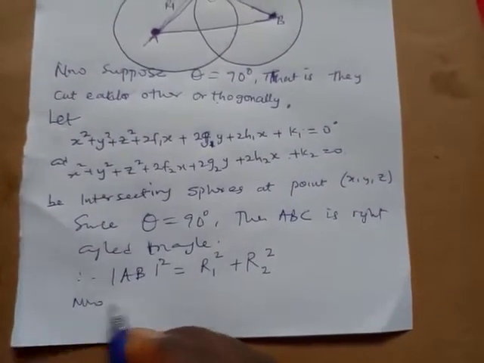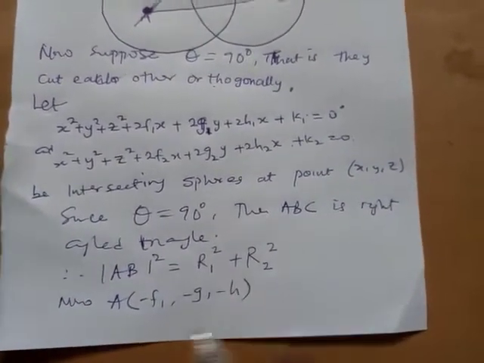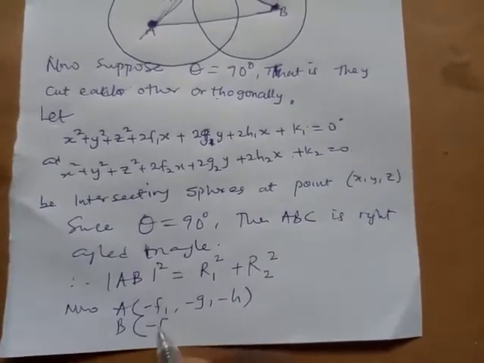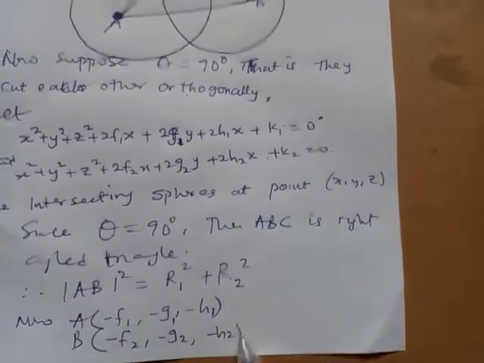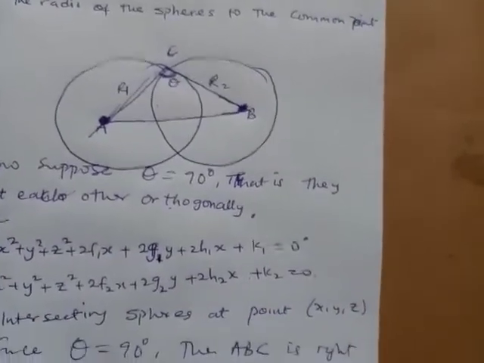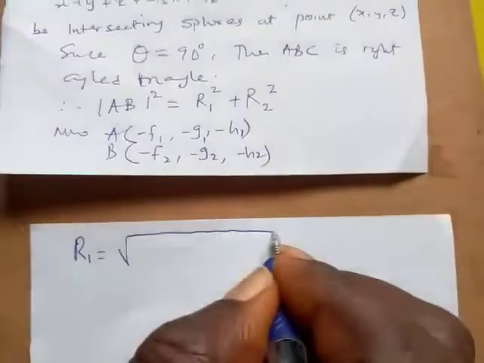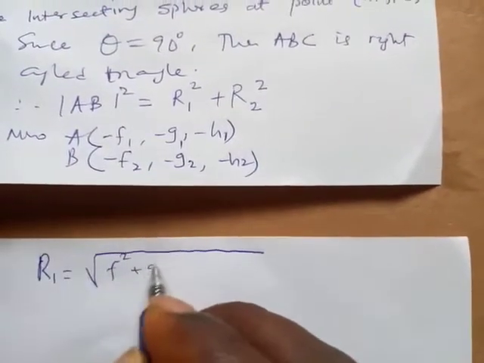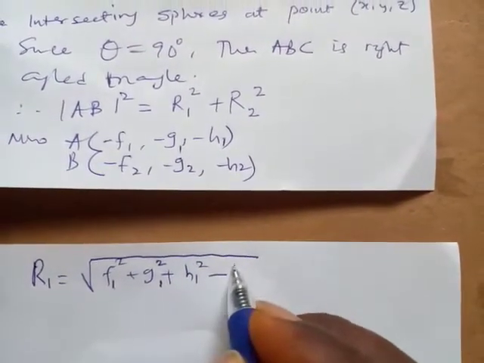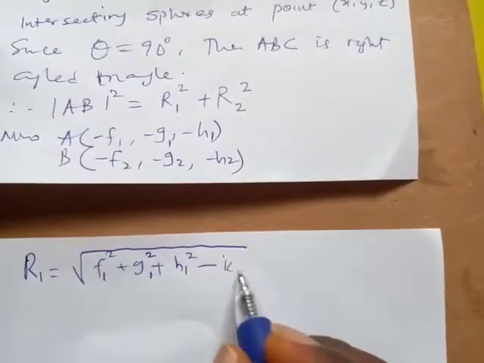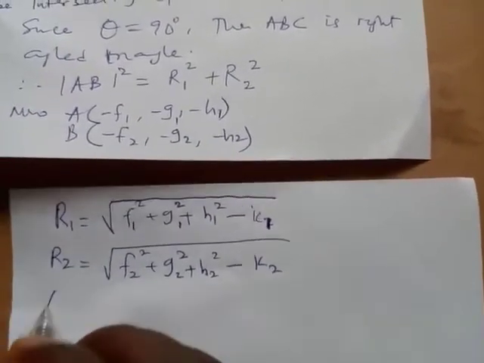A will be the center of the first sphere, which is minus F1, minus G1, minus H1, and B is minus F2, minus G2, minus H2. So that will be the center, and we know their radii. For the first radius, this will be the square root of F1 squared plus G1 squared plus H1 squared minus K1. Similarly, we can find our second radius too. Then we can find our AB too.